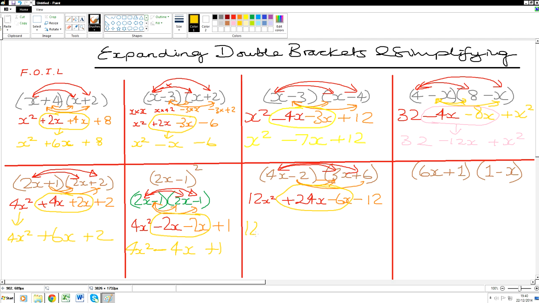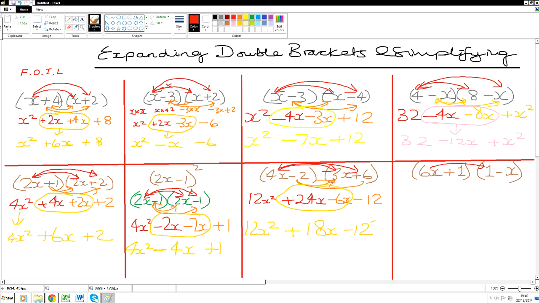The 12x squared gets copied down. 24x minus 6x will give us 18x. Minus 12 is copied down. Okay, next one.